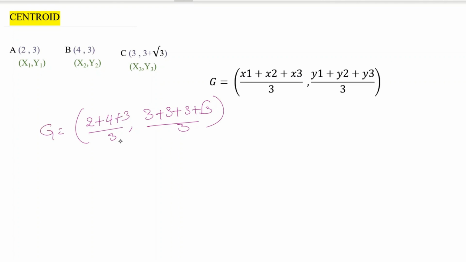Here 2 plus 4 is 6, plus 3 is 9, upon 3 is 3. Then 3, 3 and 3 that is 9 plus root 3, upon 3. This can also be written as 3 comma, 9 upon 3 is 3, plus root 3 upon 3 gives 1 upon root 3. This is the value for the centroid.